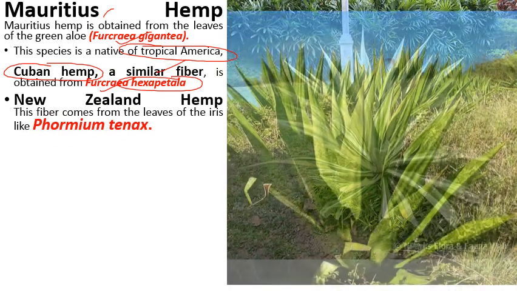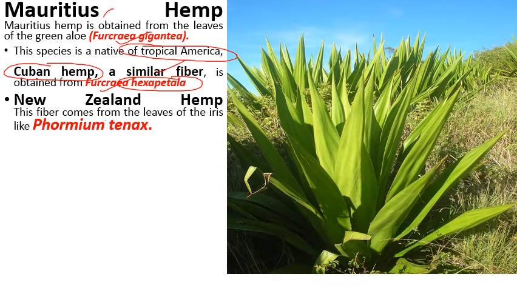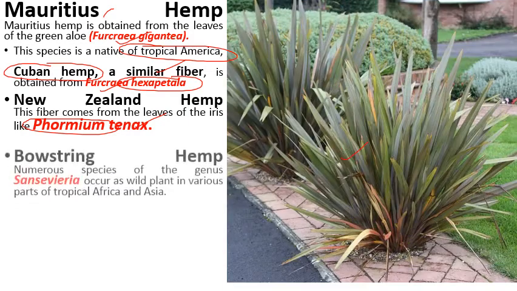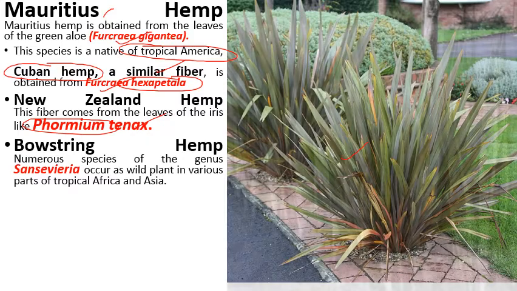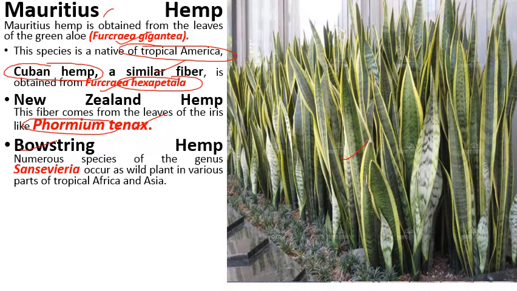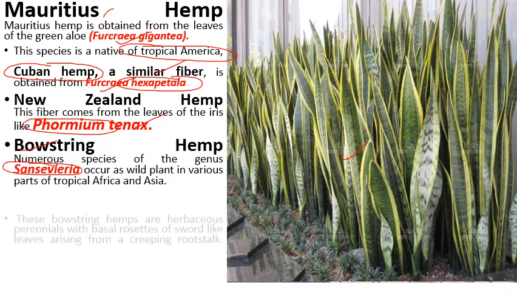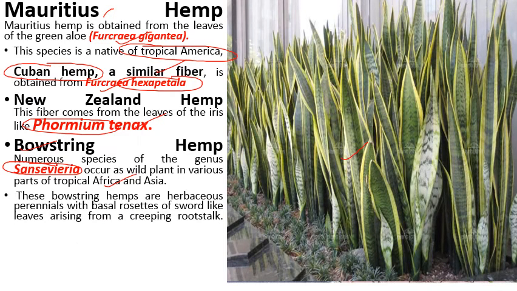The next we have New Zealand hemp. It is obtained from the plant which is known as Phormium tenax, and the fiber is again leaf fiber, and this fiber is known as New Zealand hemp, and this plant is native to New Zealand. Next comes bowstring hemp, and this fiber is obtained from the plant Sansevieria, and this plant occurs in wild form in various parts of tropical Africa and Asia. The bowstring hemp are herbaceous perennials with basal rosettes of sword-like leaves. So the leaves look like swords rising from the creeping rootstock.